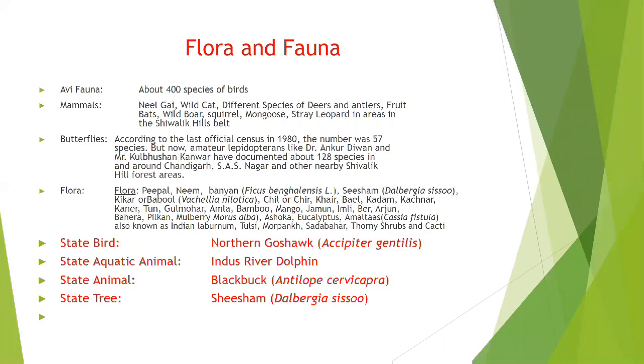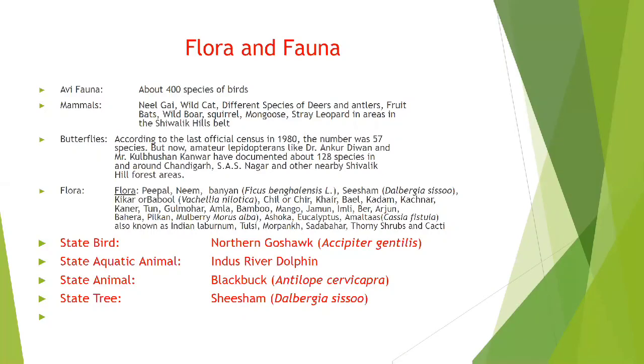Among the mammals, we have nilgai, wildcat, different species of deers and antlers, fruit bats, wild boars, squirrels, mongoose, stray leopards in areas in the Shivalik Hills belt. They were noted down especially during this period when the lockdown was going on. Even in Chandigarh also, leopard was noted. It was reported to the police along with photographs.